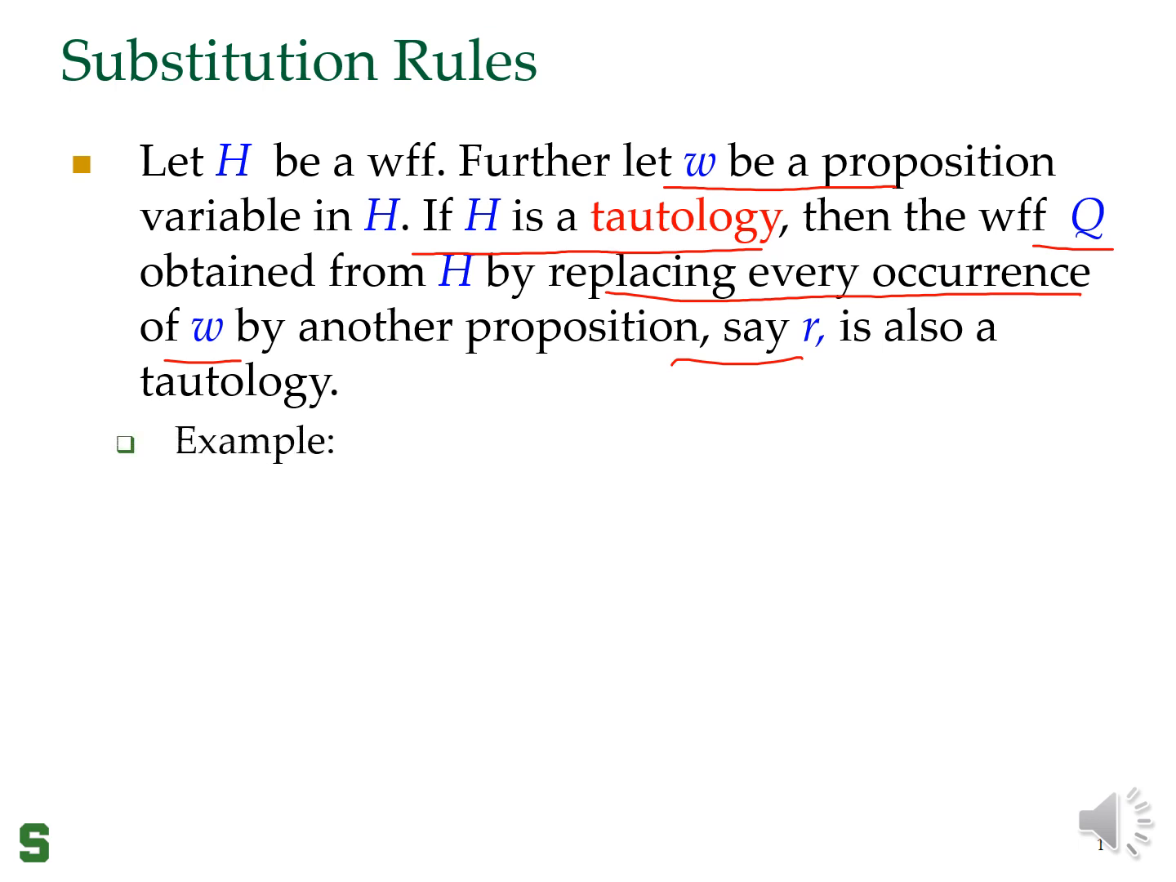So let's look at an example. A few things to remember. W is a proposition variable. That means that W is just a variable, it's not a complicated formula, whereas R can be a complicated formula if you like.